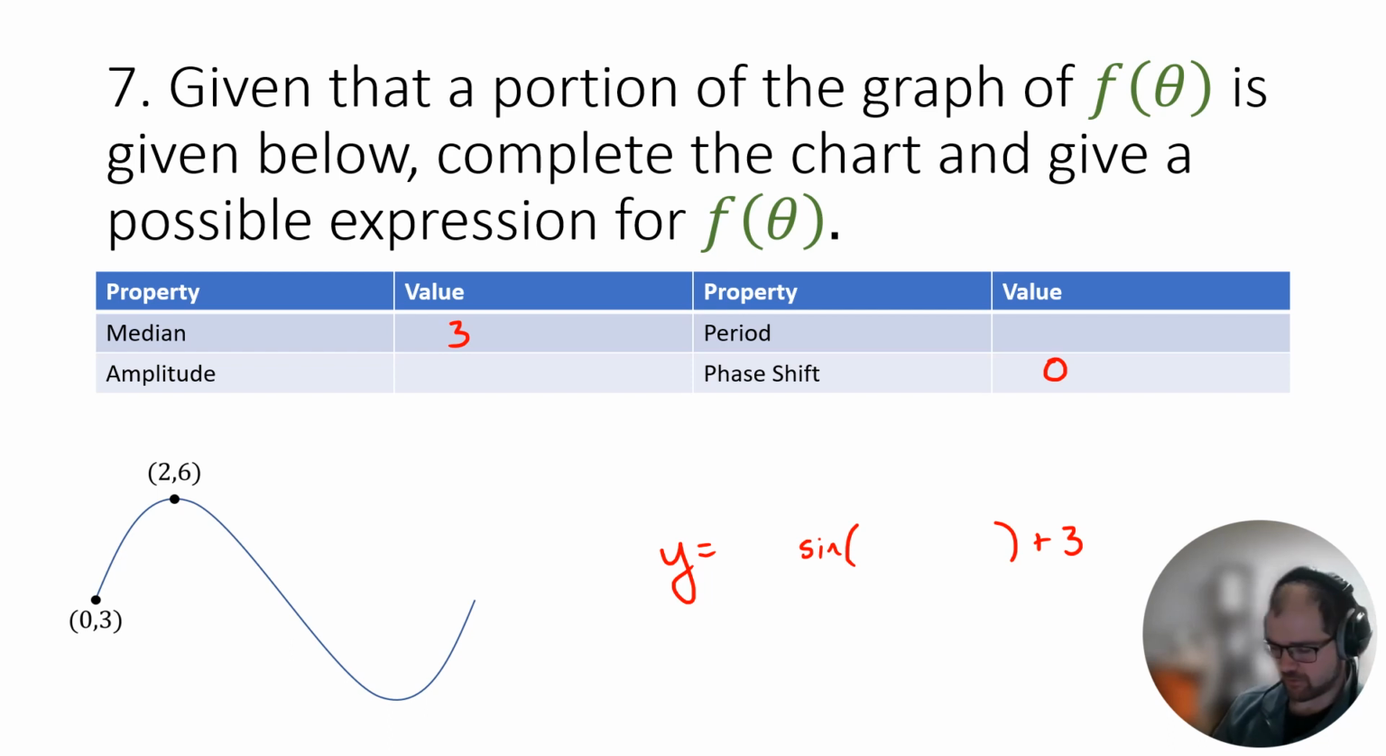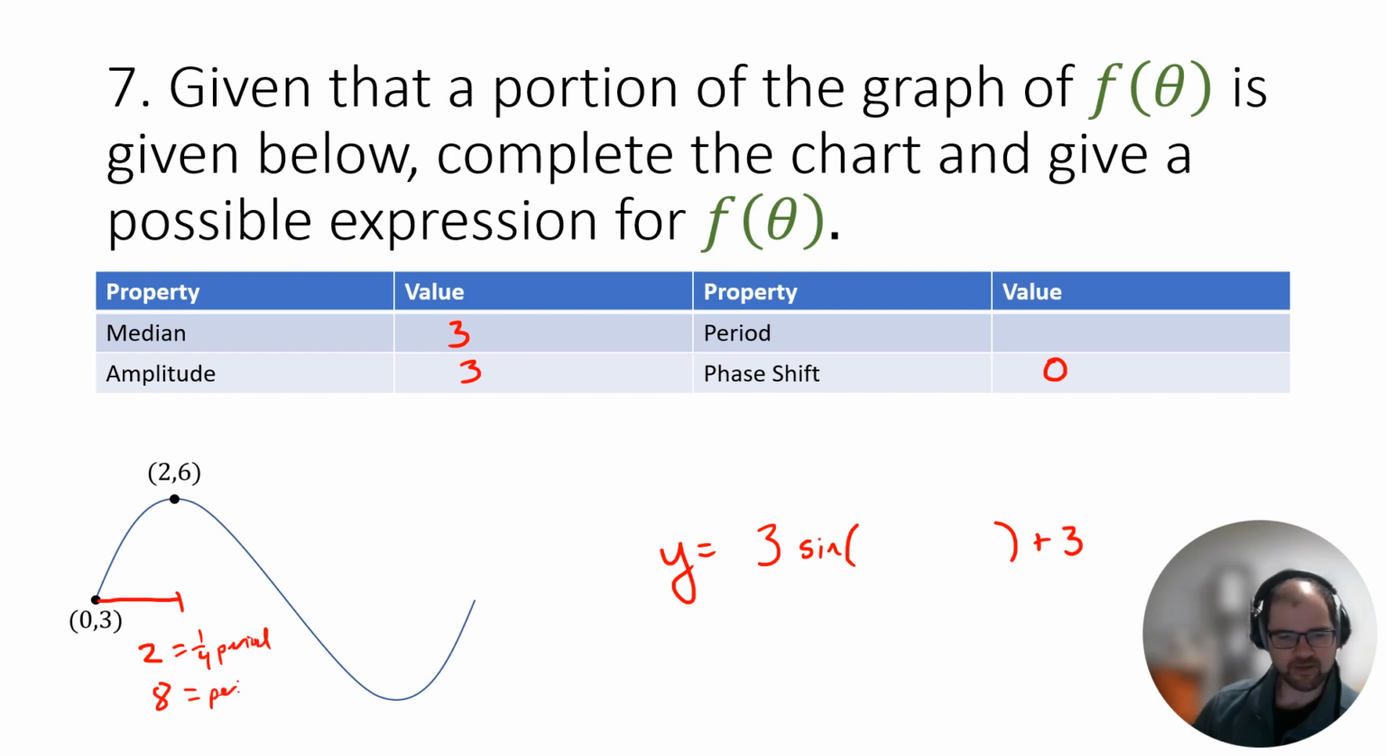Our positive sine shape is starting at an input of 0, so there's no phase shift. Next we need to determine our amplitude and our period. From the median height of 3, our maximum is 6, so it went up by 3, so our amplitude is 3. So we have a 3 sine of something. Now what we have to do is figure out the period. From here to here, in our input, we went from 0 to 2. So this is a distance of 2, but that is a quarter of the period. If I multiply both sides by 4, we get that the period is 8.